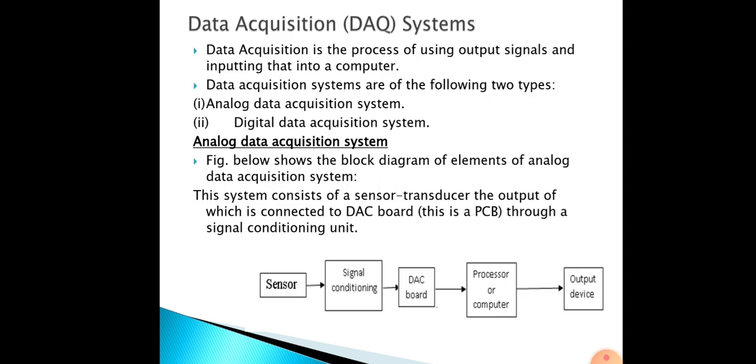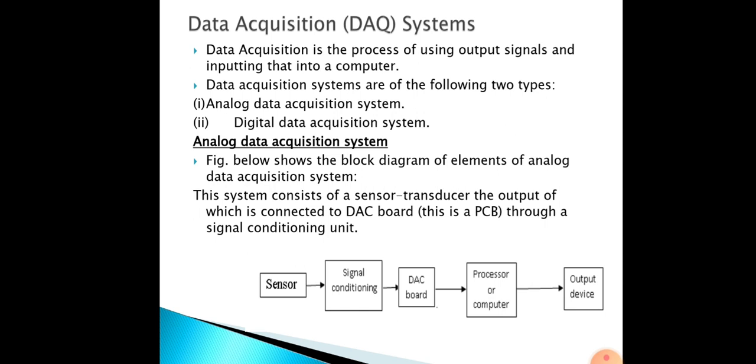So here in data acquisition, it is the process of using output signals and inputting that into a computer. That output signal from the transducer that we will be inputting into the computer is the data acquisition system. The output signal may be one that originates from the direct measurement of electrical quantities such as voltage, frequency, resistance, etc. So those are the inputs it can take.